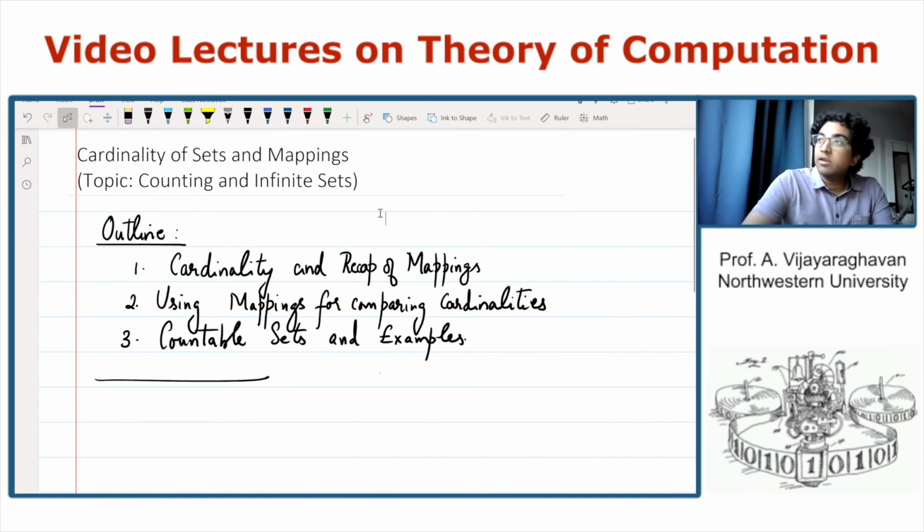Hello, everyone. So let's go to the first video on the topic of counting and infinite sets. In this video, we'll be learning more about what cardinality of sets are, and we'll see how to use mappings to compare cardinality of sets. The outline is as follows. We'll first define what cardinality means, and we'll do a quick recap of different properties of mappings. And then we'll see how to use mappings for comparing cardinalities of sets, particularly infinite sets. And then we'll see what countable sets are, and we'll see some examples.